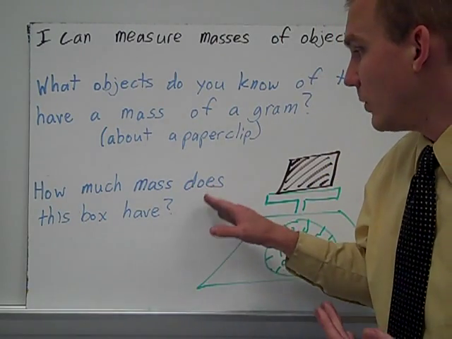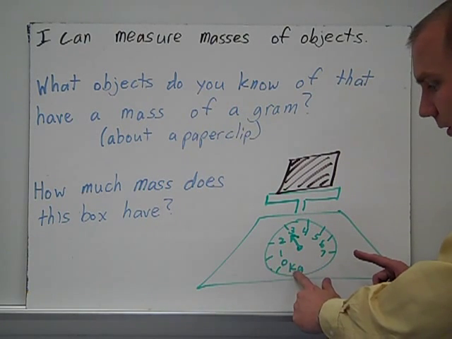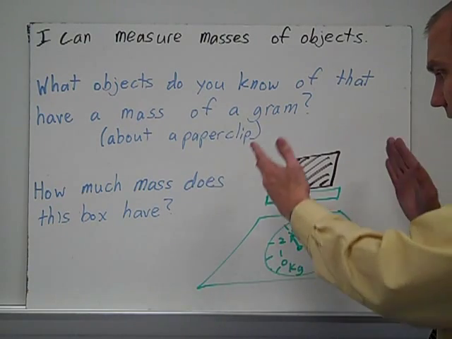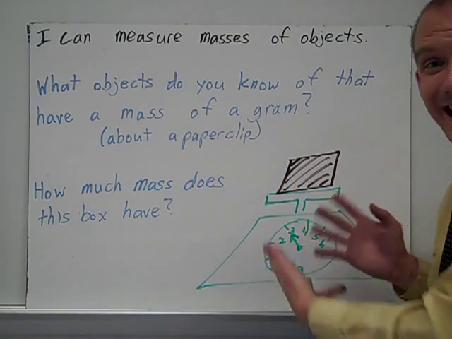And then how much mass does this box have? So I drew a scale. It's in kilograms, and it's labeled, and there's an arrow pointing to one of them. I just need you to tell me, what's the mass? How many kilograms does this weigh, or how much mass does this have?